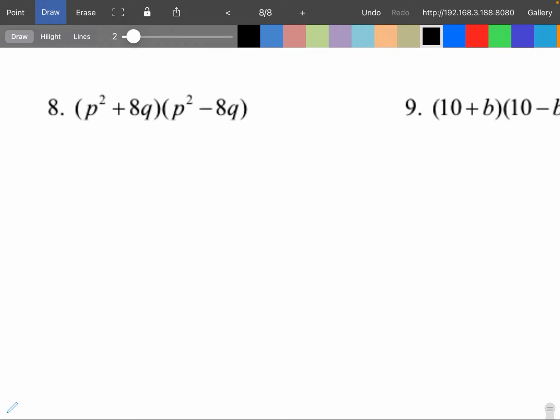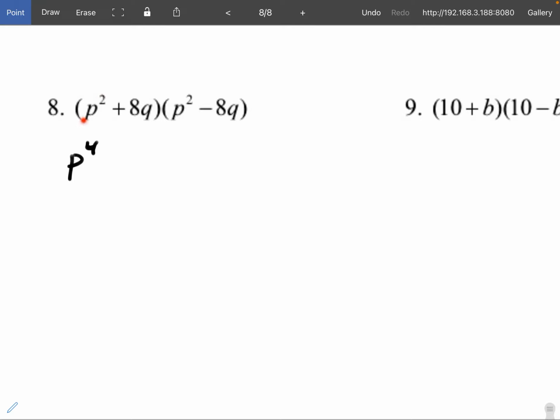All right. Let's do another one. So this one, p squared times p squared. Yep, p to the fourth. And then we're going to do the p squared times the negative 8q. P squared times negative 8q.